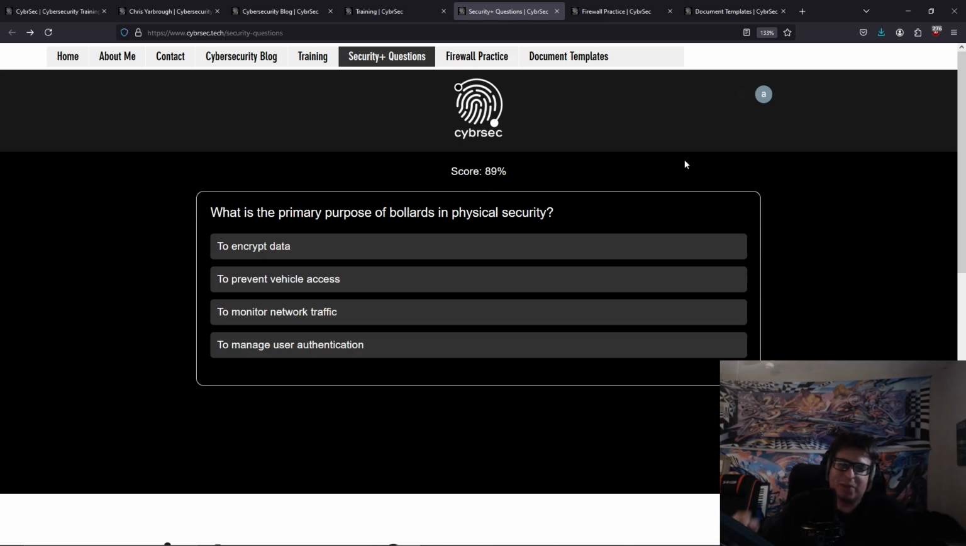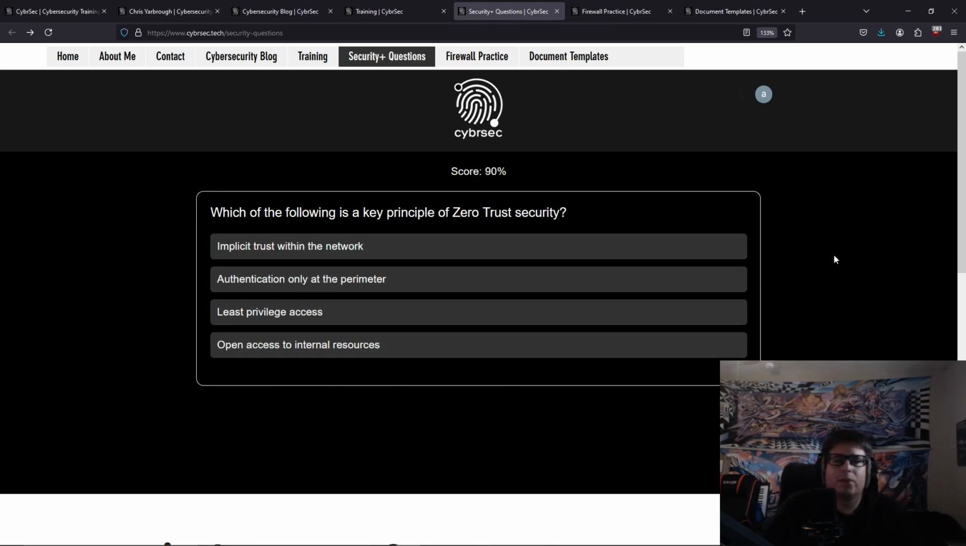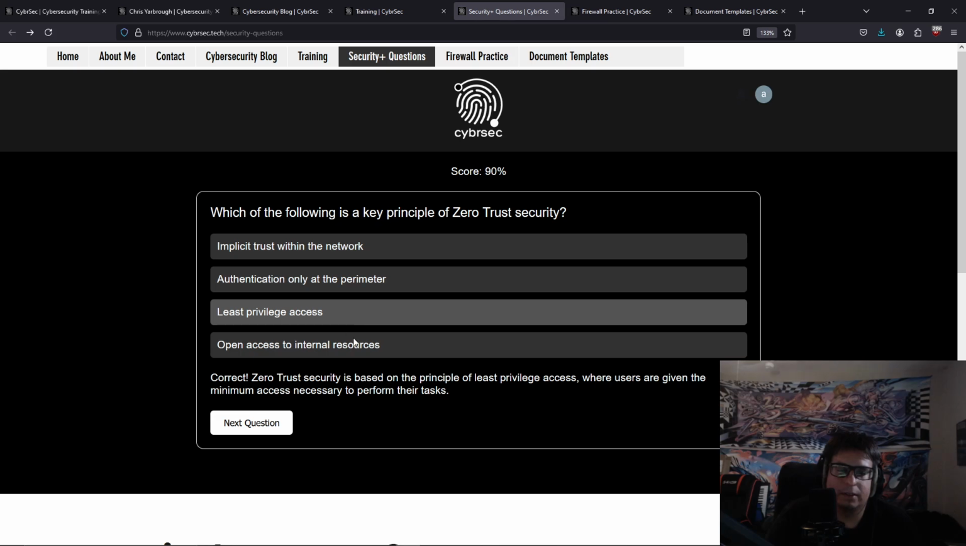What is the primary purpose of bollards in physical security? To prevent vehicle access. Which of the following is a key principle of zero trust security? I thought we've been through this, Chris. Implicit trust? No. It's gotta be this one. Yes.